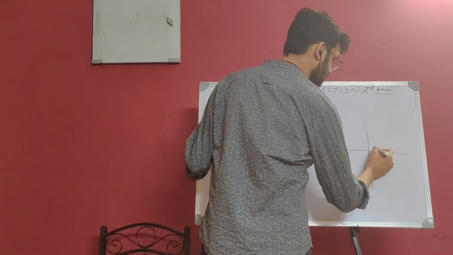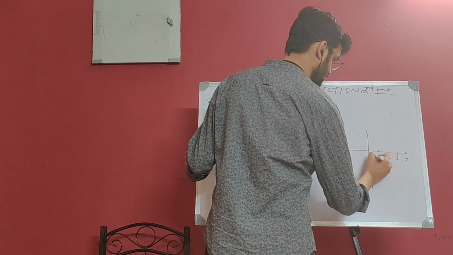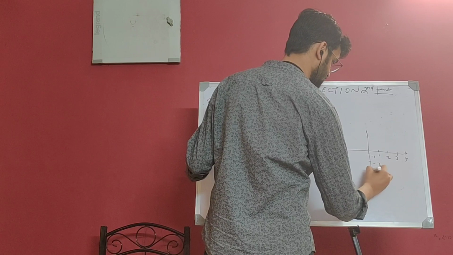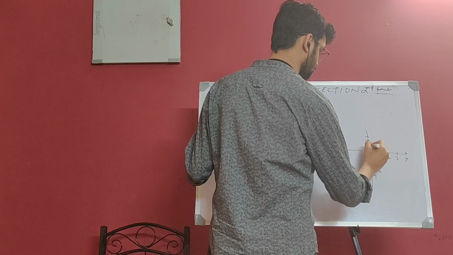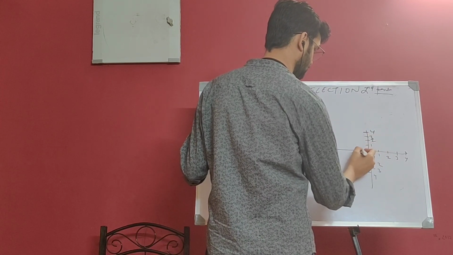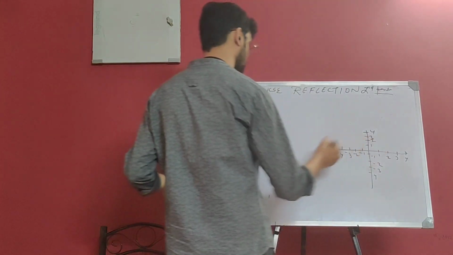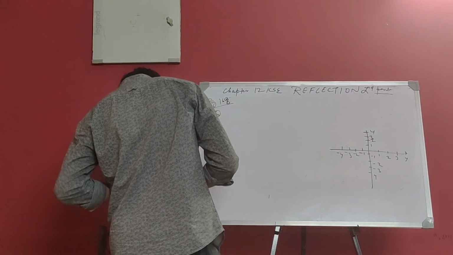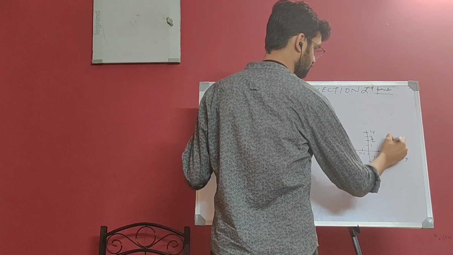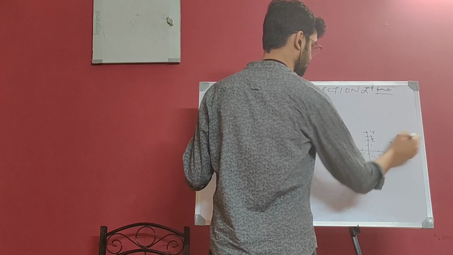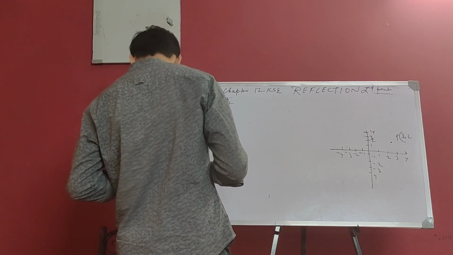So see, if this is 1, 2, 3, 4, this is minus 1, minus 2, minus 3, minus 4, and this is 1, 2, 3, 4, and this is minus 1, minus 2, minus 3, minus 4. So first they are telling you to plot P, that is (3, 2). So somewhere my value will be here. P is equal to (3, 2). My first value is this. Second, then plot Q, that is (minus 3, minus 2).